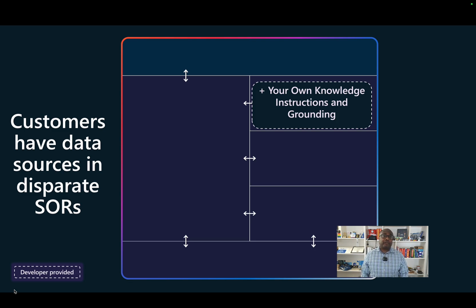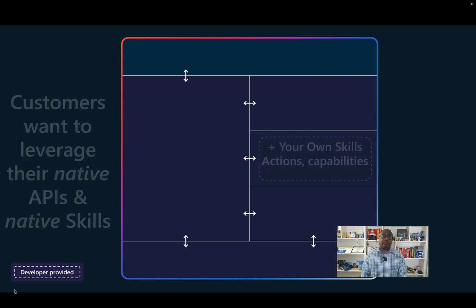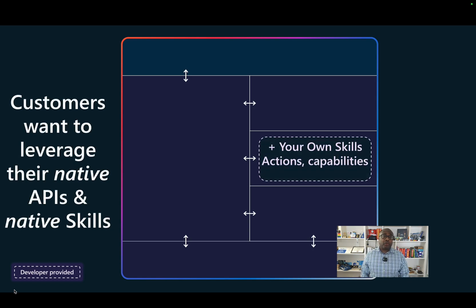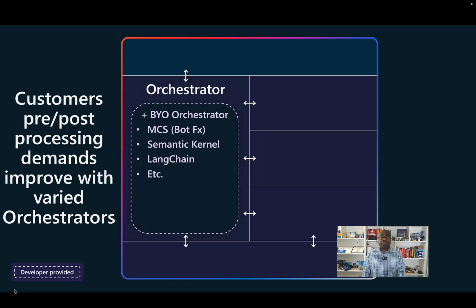They may also want to provide their own set of instructions and grounding for that data that suits their specific scenario and their needs. Customers may also want to leverage their own native APIs and native skills. They've already built stuff out there. They're not starting net new. So they may already have a class, and that class using Semantic Kernel or the platforms can just have a simple decorator on their methods in order to extend that, which will provide better time to market and also simplify their code base.